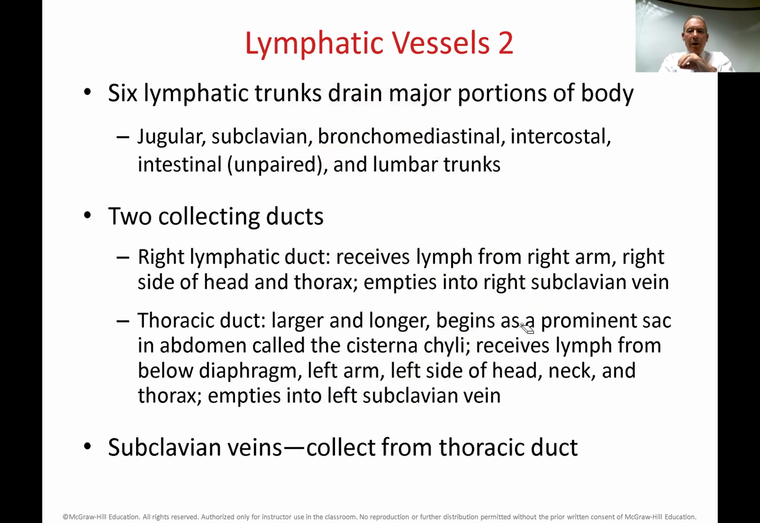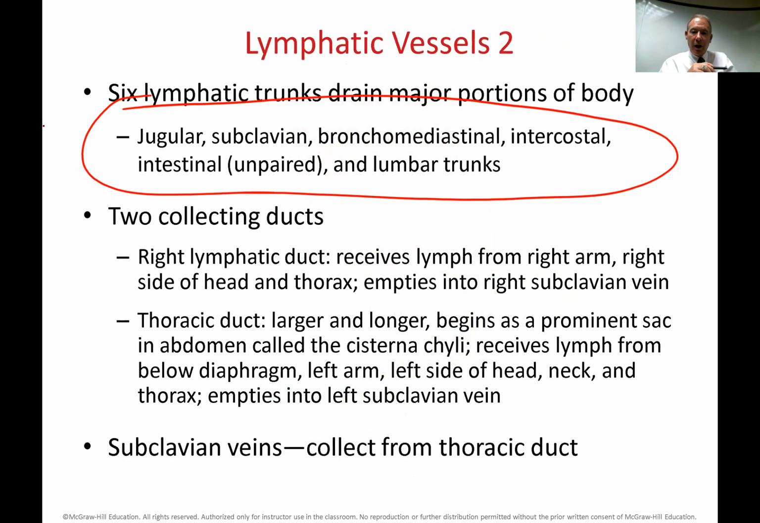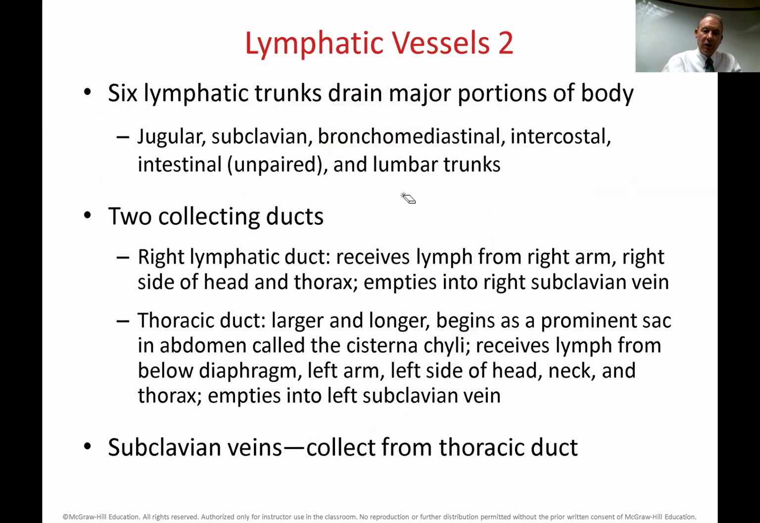In the body, there are lymphatic trunks, and they drain large portions of the body. We'll go over them. Here are the names, and you can read it yourself: jugular, subclavian, bronchomediastinal, intercostal, etc., etc. And then there are 2 large collecting ducts. The right lymphatic duct really takes care of the right arm, the right side of the head, chest, and it empties into a large vein called the subclavian vein. Don't forget, the collarbone is the clavicle. Sub means underneath, so the subclavian vein is a large vessel right underneath the collarbone or clavicle.